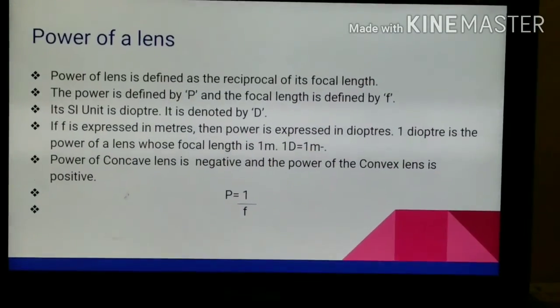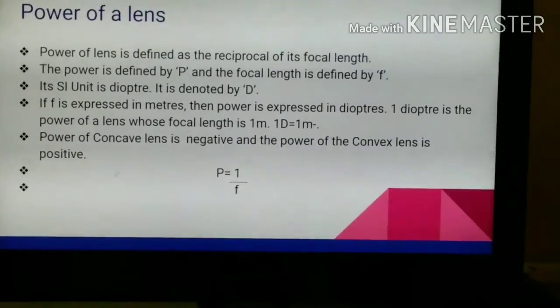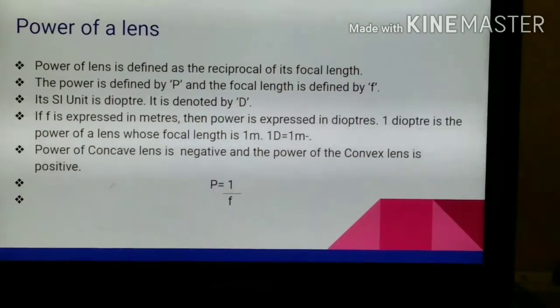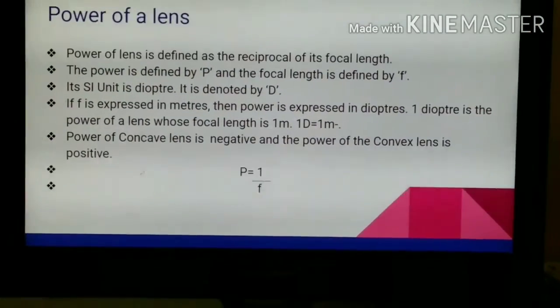Power of a concave lens is negative and the power of a convex lens is positive. And the formula for power of a lens is P equals 1 by f, where P is the power and f is the focal length.